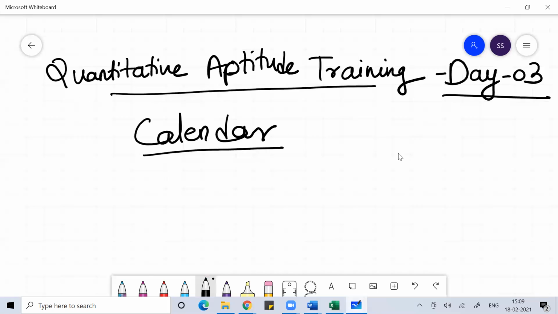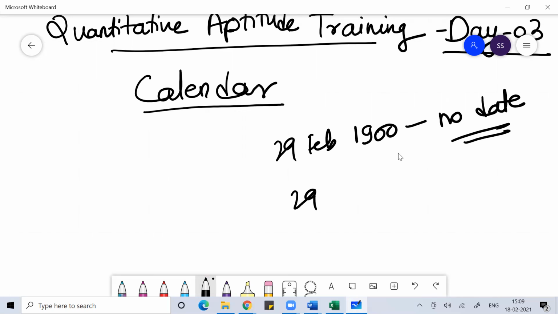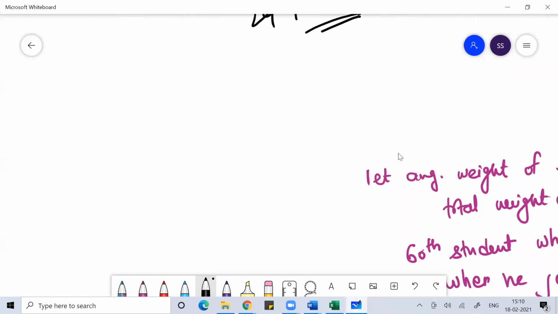When we talk about 29 February, there's nothing called 29 February 1900. There's no date like 29 February 1900. You have to understand there's no date called 29 February 1800. So you have to understand the concept of leap year. When we talk about year, you know that a year can be a normal year or a year can be a leap year.